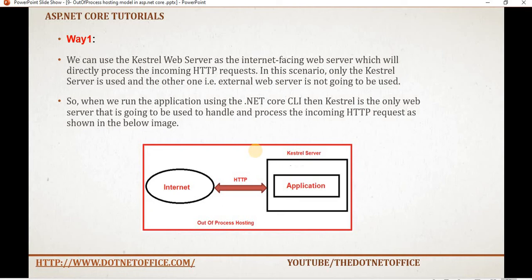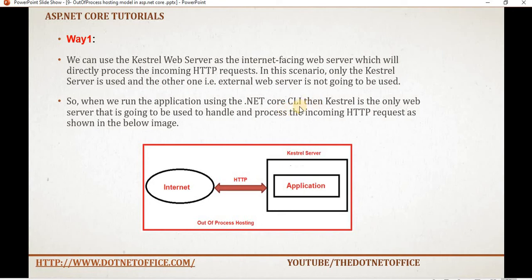What is the first way? We use the Kestrel web server only, as an internet-facing web server, which will directly process the incoming HTTP request. In this scenario, only the Kestrel server is used and the external web server is not going to be used. So that is the one way. If we are not using the external web server, then we can use the internal web server, the Kestrel web server. And in this case, we don't use an external web server like IIS and others.